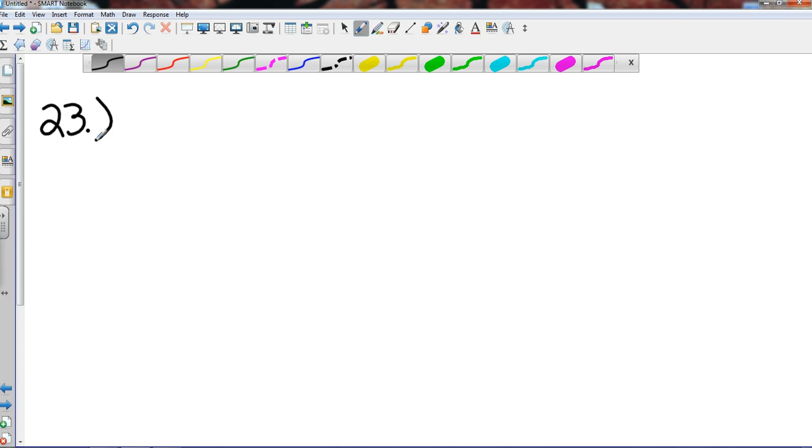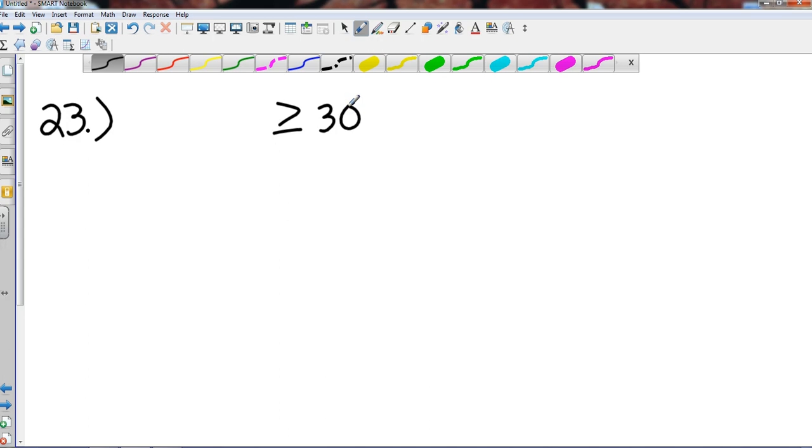I see at least 30. So I know that's going to be my number on the right-hand side. What does at least 30 mean? Could be greater than or equal to 30. At least means I could have over.